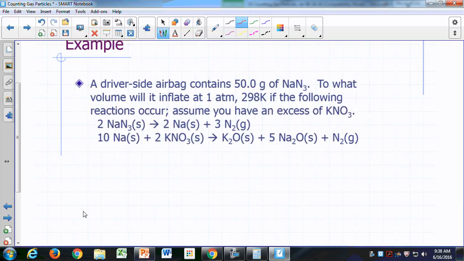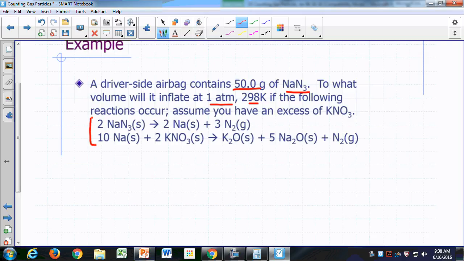Let's say you have a driver's side airbag. It contains sodium azide. Typically, a driver's side airbag will have about 50 to 80 grams of sodium azide. So let's say you have 50 grams of sodium azide. To what volume will it inflate? Let's say you get into an accident, the airbag deploys, and the sodium azide is going to undergo these reactions right here. To what volume will it inflate at a pressure of 1 atmosphere and 298 Kelvin, so that's typical conditions? If the following reactions occur, assume you have an excess of potassium nitrate.